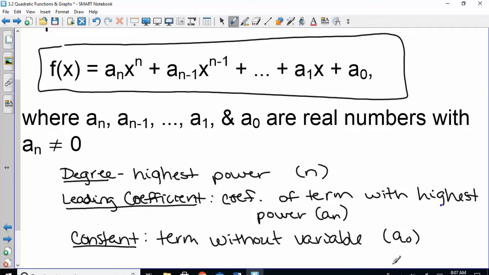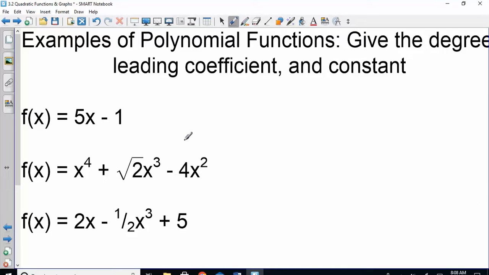The first example I have is just a little bit of practice with these polynomials. I'm going to give you 3 polynomials, and I'm asking for the degree, leading coefficient, and constant of each. Does everybody have all these definitions filled in on your handout? So when I look at this, my degree, what is the highest power of x? 1. Leading coefficient. Here's where I have my highest power of x. What's the coefficient of that term? 5. The constant. -1.